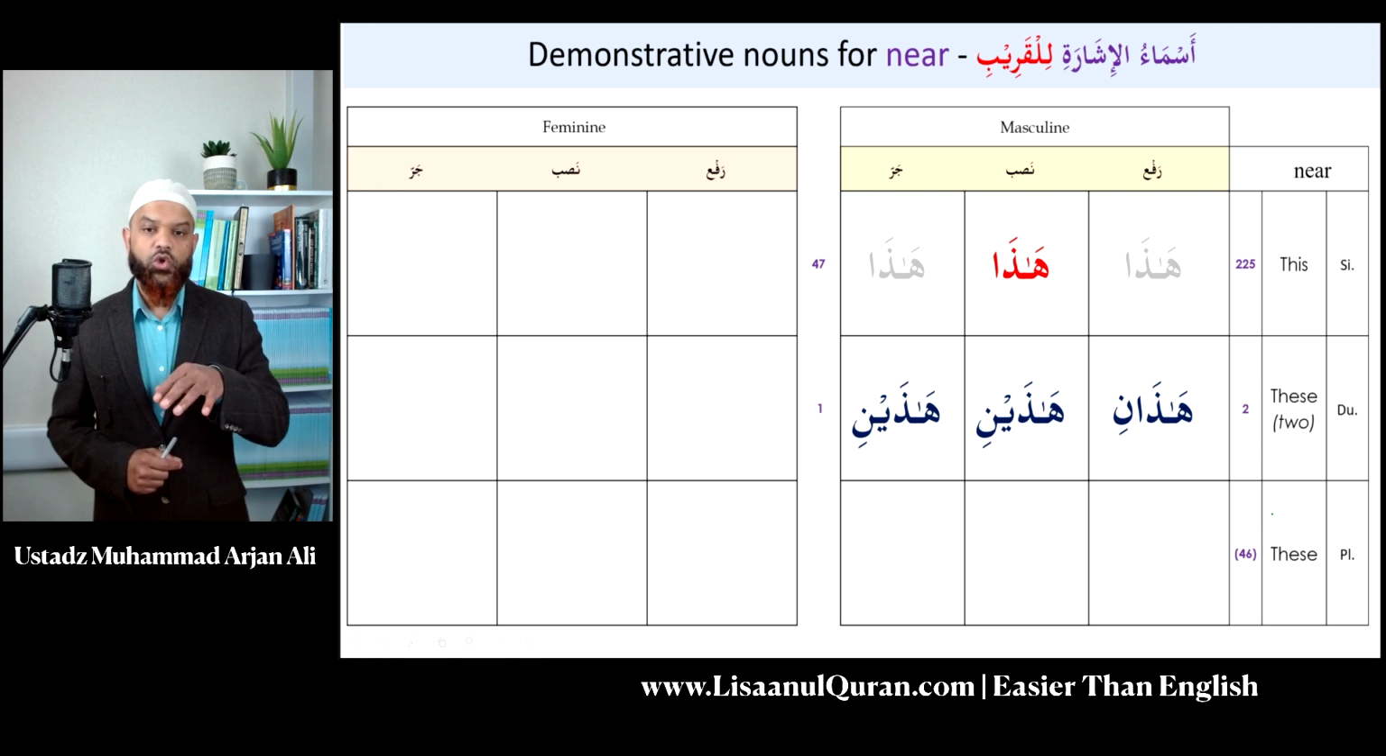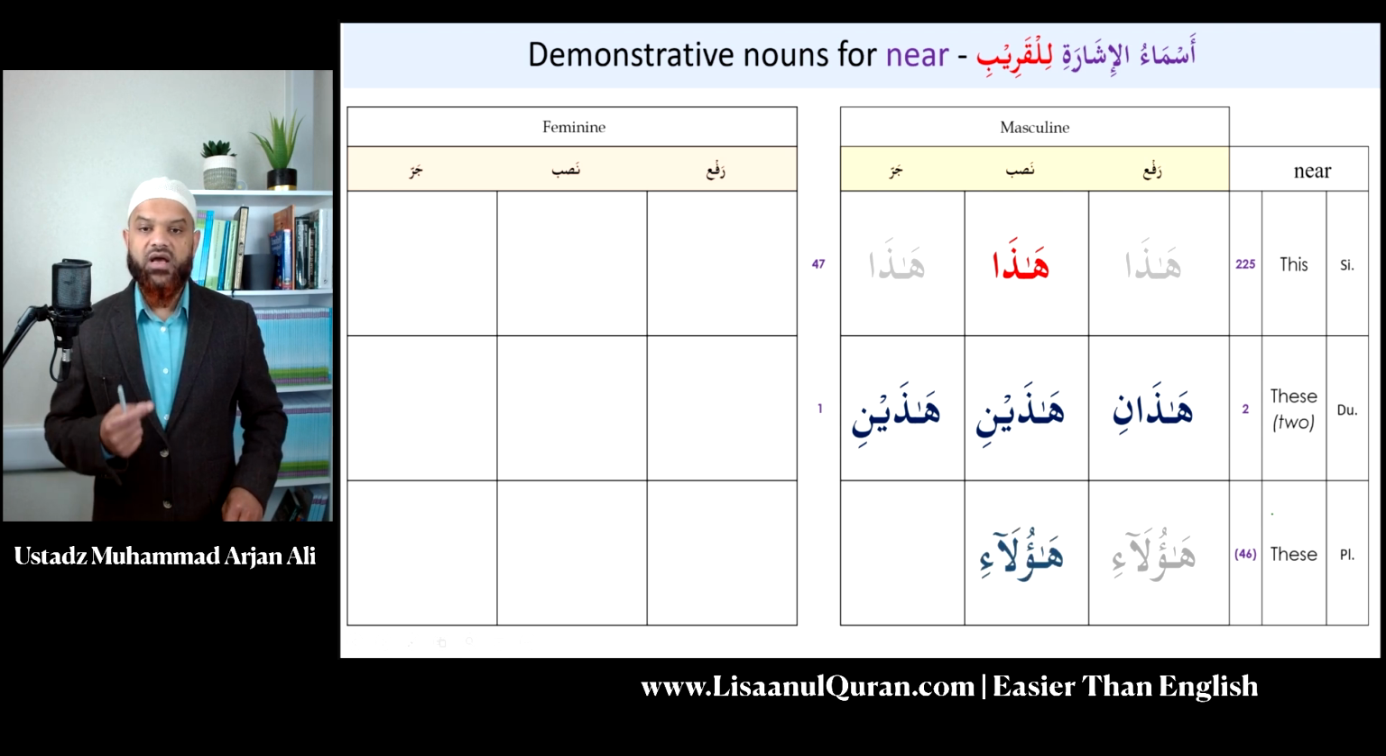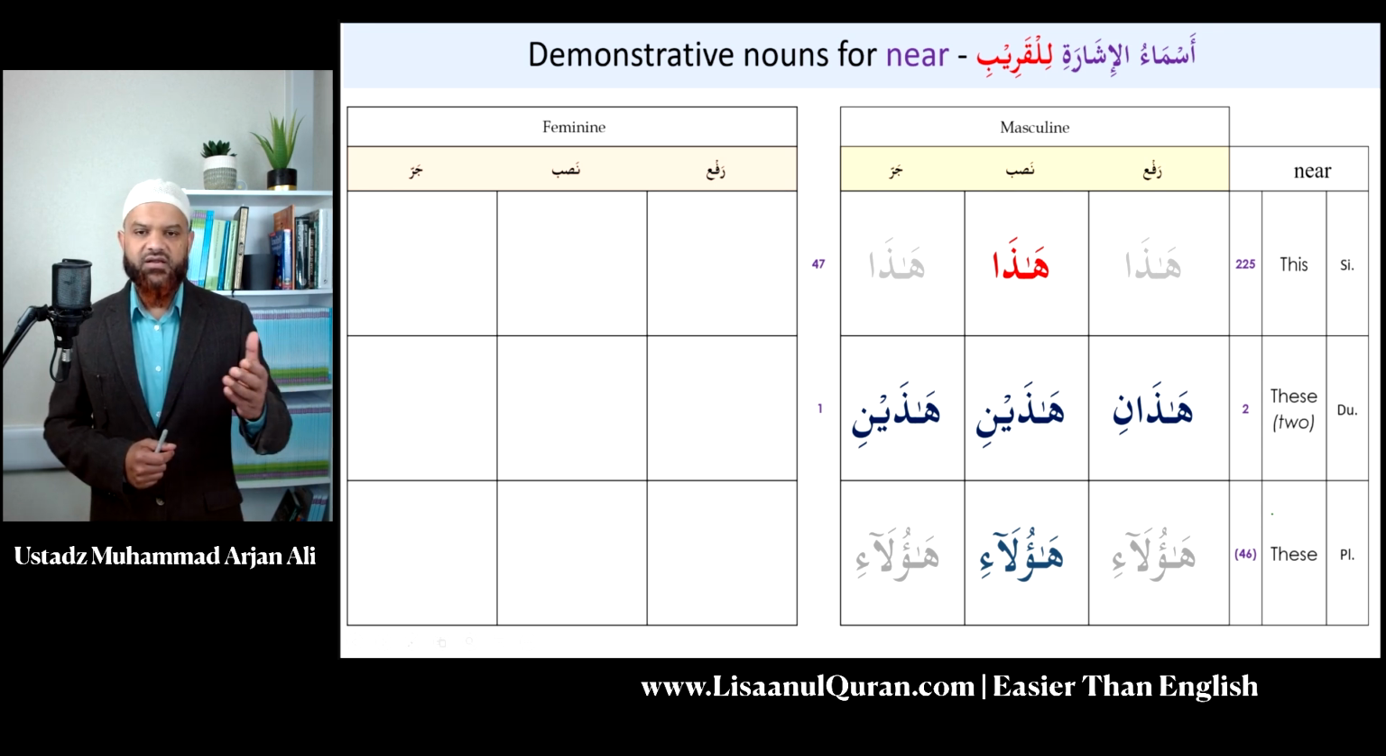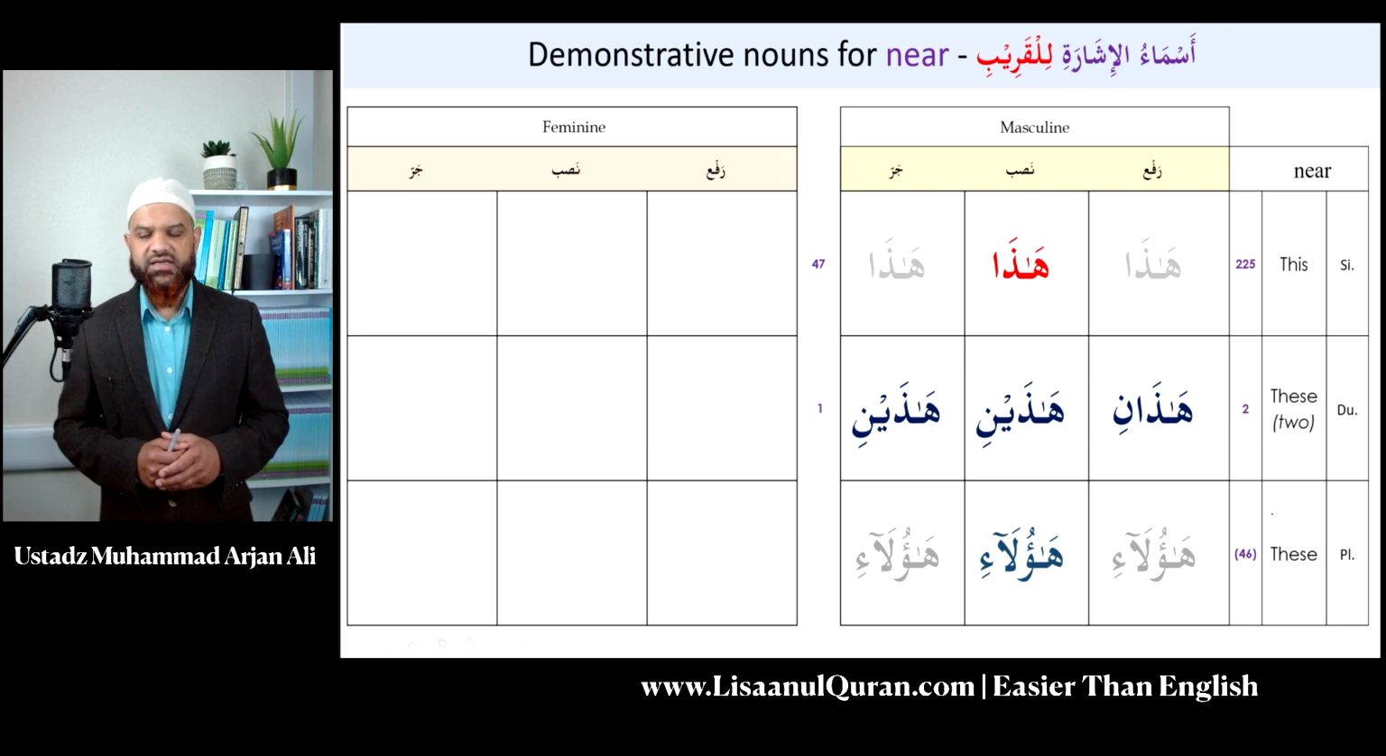As far as pointing to lots of things which are close, we use the plural, which is haulai, and then we have haulai, and then we have haulai. Please note, they do not change their ending. So in the rafa, nasab, and jar, they will be exactly the same.